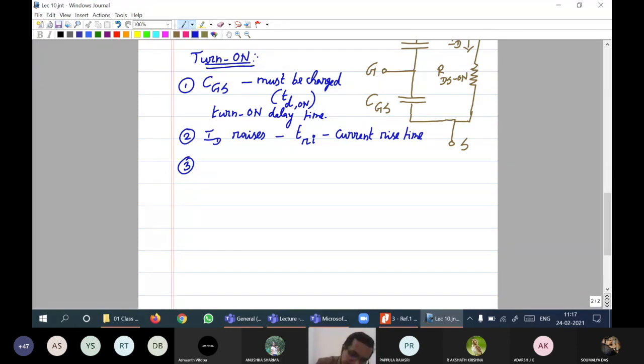At the end of, I will write that as well. Second step. At the end of TRI, rise time interval, MOSFET will be in cutoff. Correction, will be in active region.